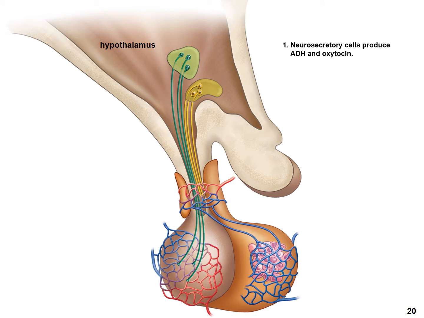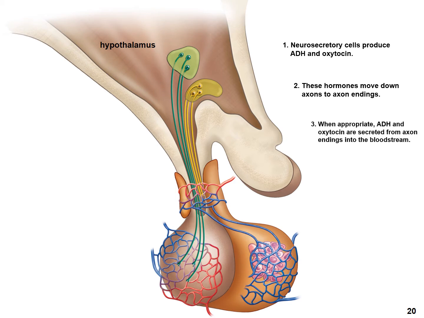So the first thing that happens is that neurosecretory cells produce ADH, or antidiuretic hormone, and oxytocin. And these hormones are represented by the green dots. So they'll produce them in the cell bodies, and as you can see, these hormones will actually travel down the axons to the axon endings. So when it's appropriate, when the situation calls for it, ADH and oxytocin are secreted from axon endings into the bloodstream. So let's take a look at the axon endings. Here you can see ADH and oxytocin, and they get released into the bloodstream.